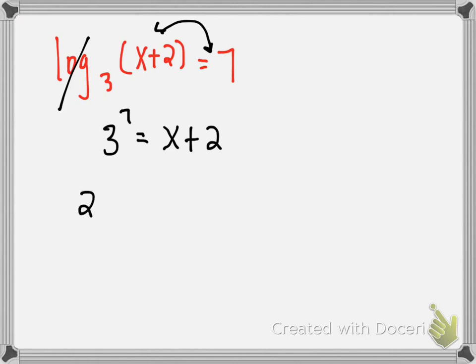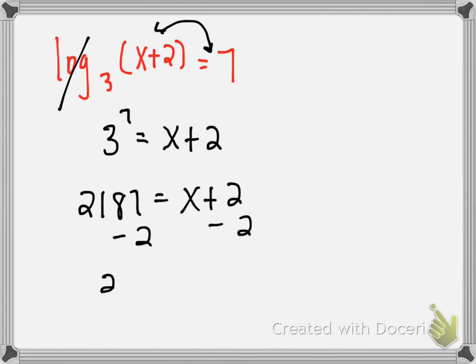Evaluate 3 to the 7th power using a calculator. You get 2,187. And then to get x by itself, we just essentially have to subtract 2. And 2,185 would be your final answer to that.